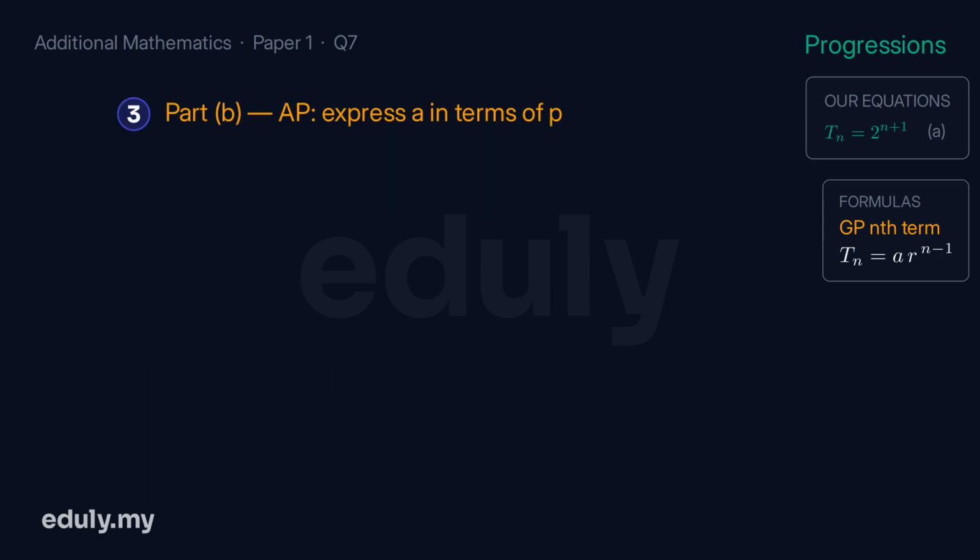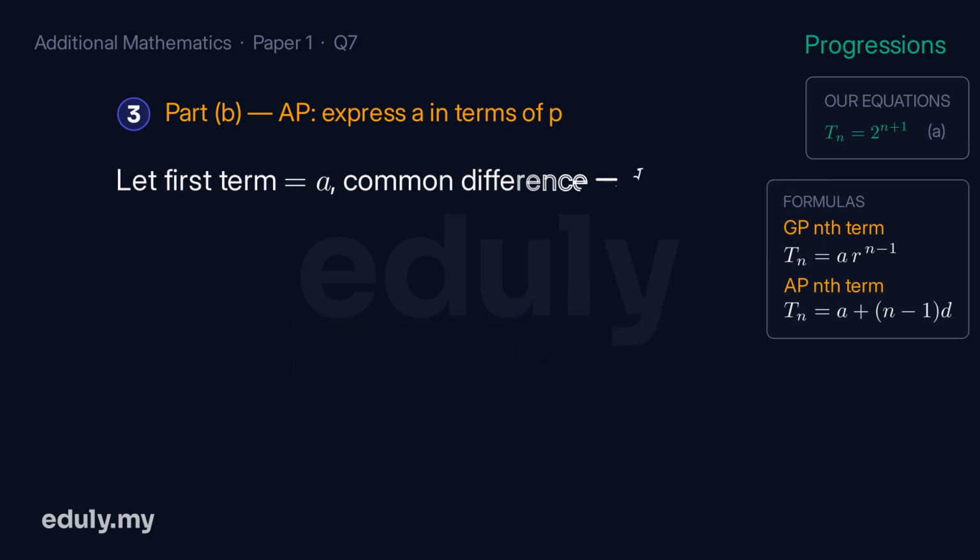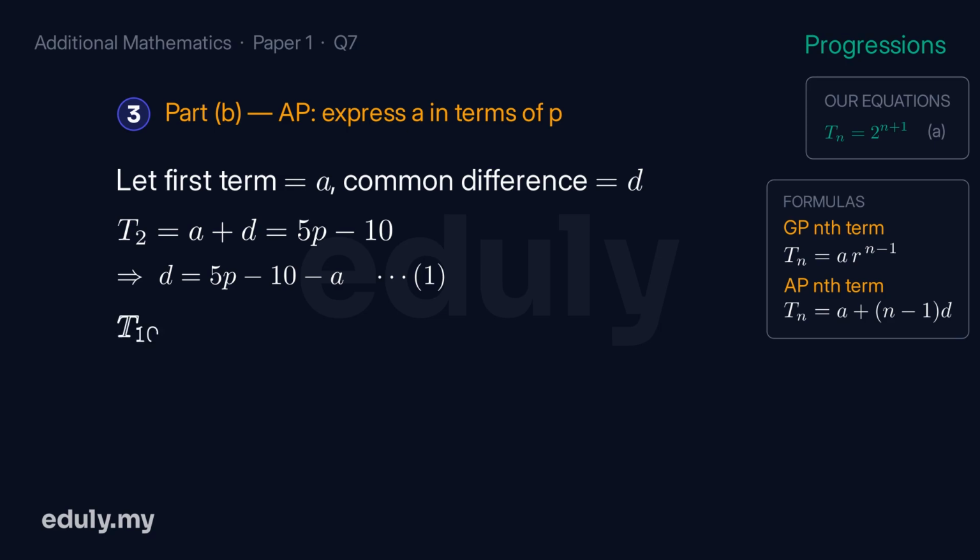Step 3, an arithmetic progression. We need to find the first term in terms of p. For an A.P., the nth term is a plus n minus 1 times d. Call the first term a and the common difference d. The second term gives us a plus d equals 5p minus 10, so d equals 5p minus 10 minus a. The 10th term is 7 times a, so a plus 9d equals 7a, which gives 9d equals 6a.